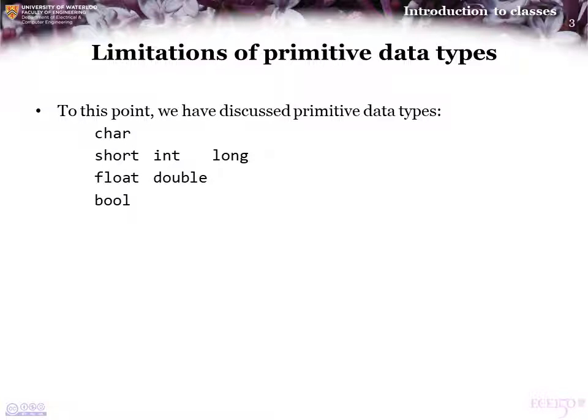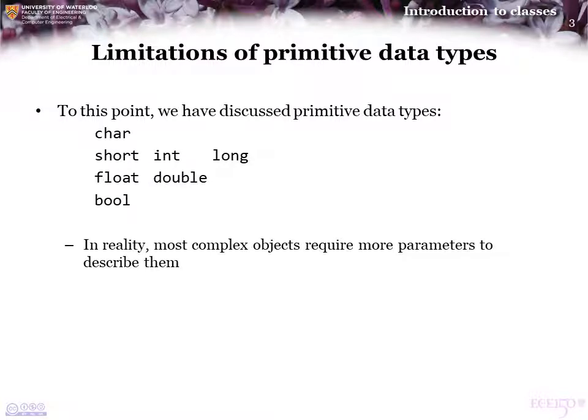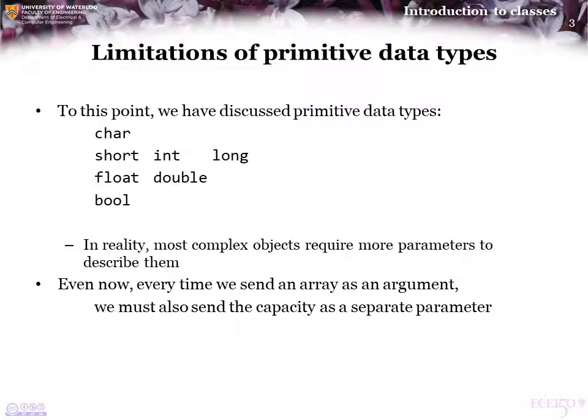Up until this point, we have discussed various different primitive data types, and we can declare local variables or parameters to be of these types, be it char, short, int, long, float or double, or bool. Now, in reality, most complex objects require more than just one of these values to describe them. Even now, every time we have sent an array to a function as an argument, we must also send the capacity as a separate argument.